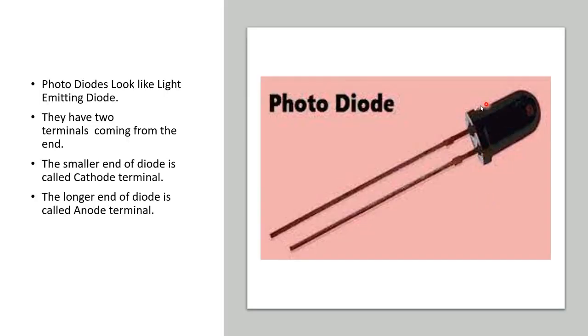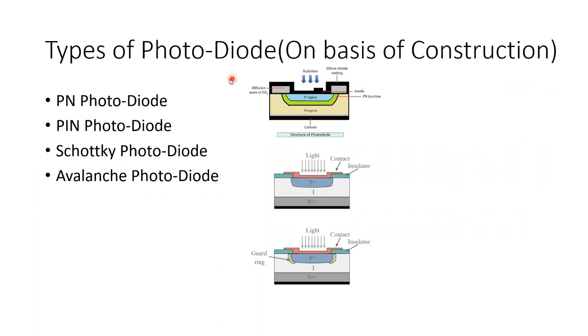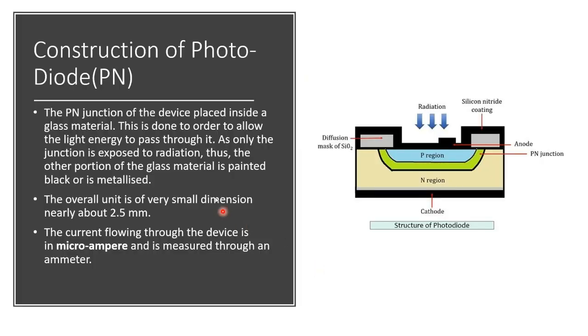Here we can see a photodiode, which is similar to a light emitting diode. The longer side is the anode terminal, the shorter side is the cathode terminal. Types of photodiode: it has the PN, a normal PN junction diode when radiation is applied to it. PIN is an intrinsic highly injected PN junction diode, and it produces more current. And another is the Schottky photodiode and the avalanche photodiode.